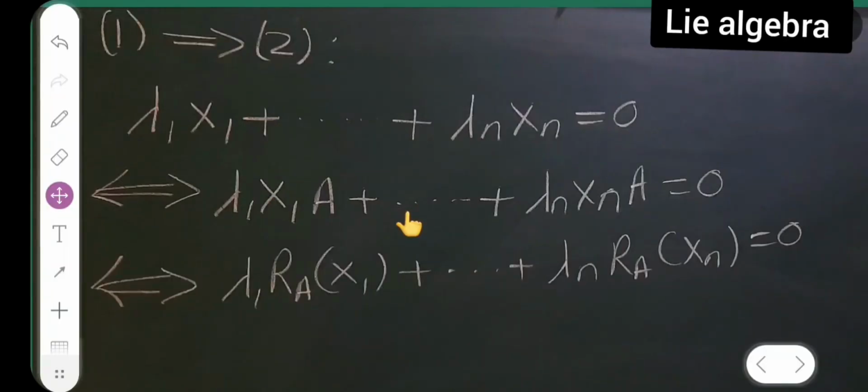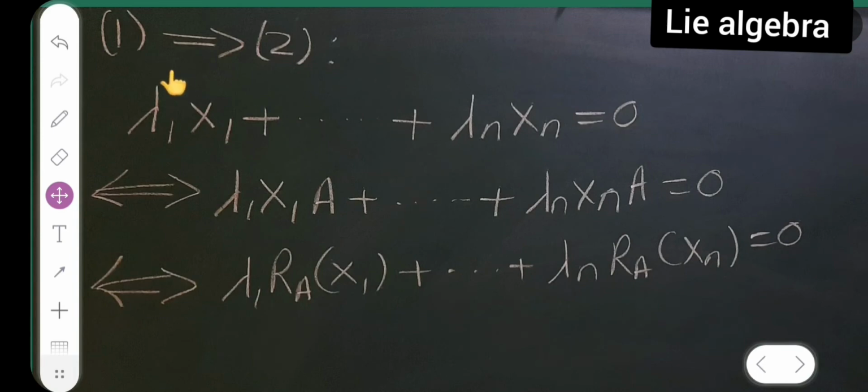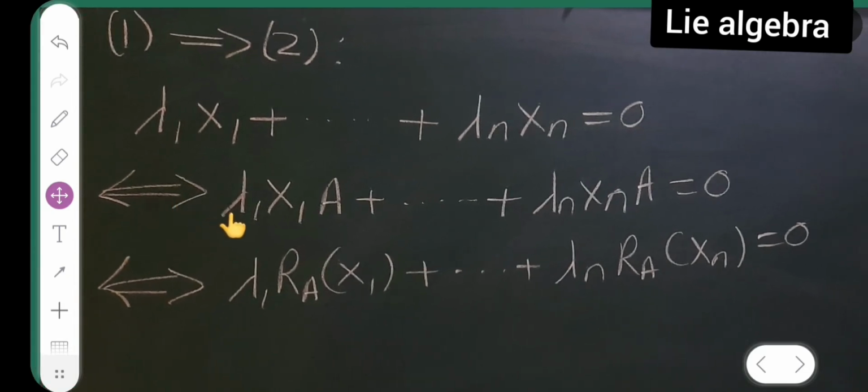So let me prove that this implies this. First, 1 implies 2. First note that lambda 1 x1 plus up to plus lambda n xn is equal to 0. Now it is implying in both ways. So lambda 1 x1 a, I will add a now, plus up to plus lambda n xn a is equal to 0.